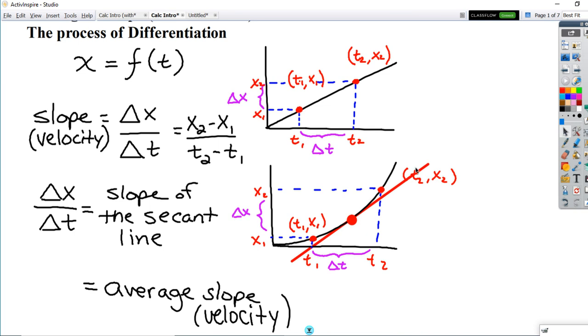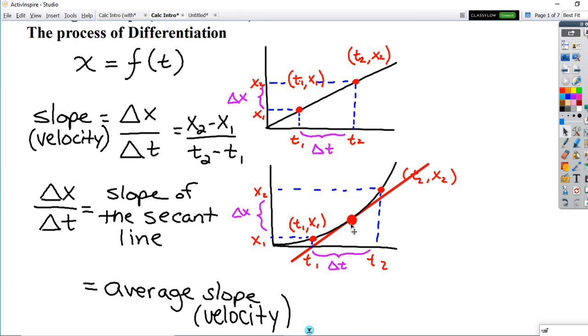So the slope of this secant line is the slope of the curve at this point. Whatever this point is, this slope represents the slope of the curve at that point. Well, in terms of physics, at this time, whatever the average velocity was between time t1 and t2, this is the velocity at this moment in time. And so we call that the instantaneous velocity of the object.